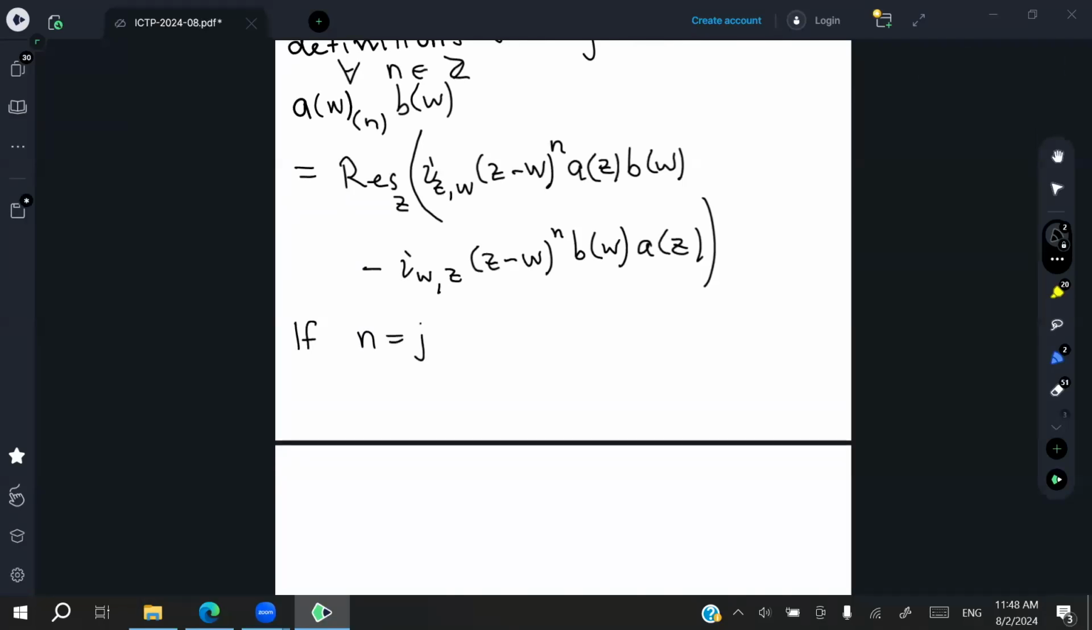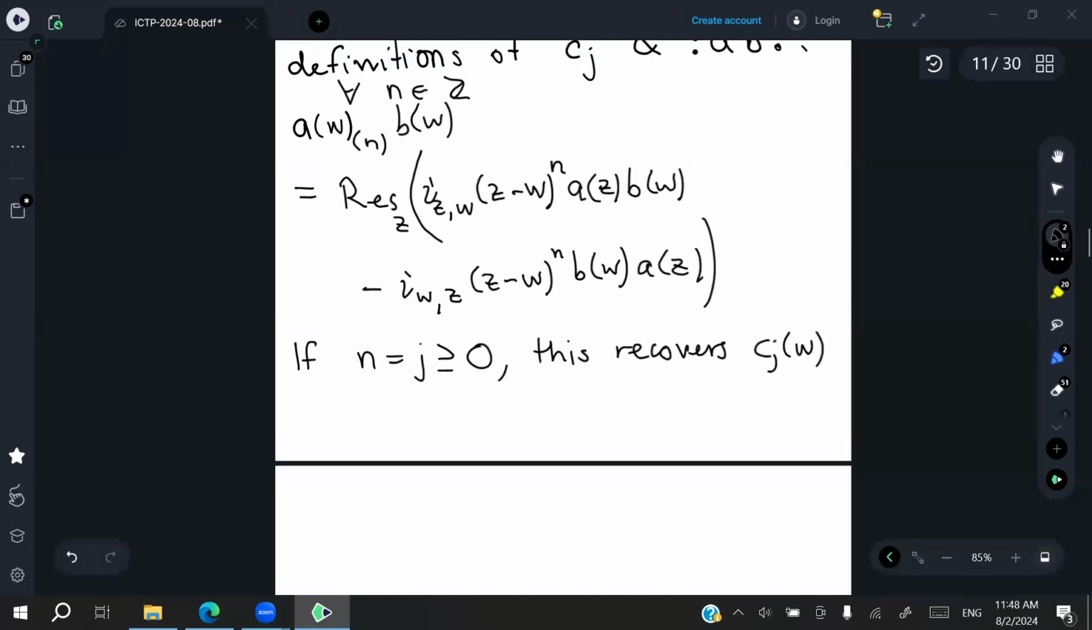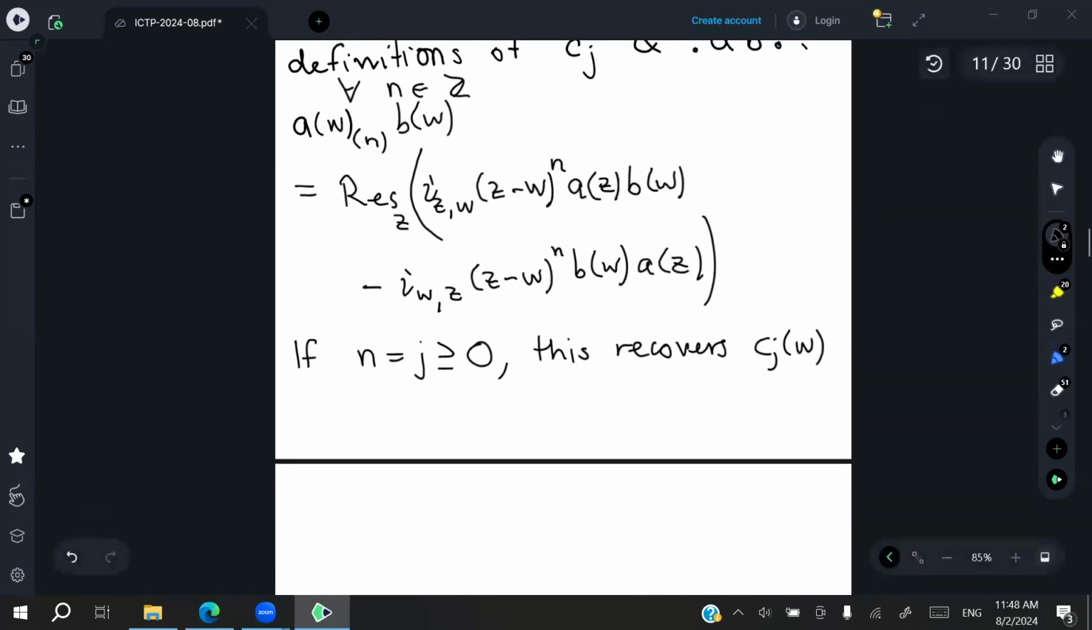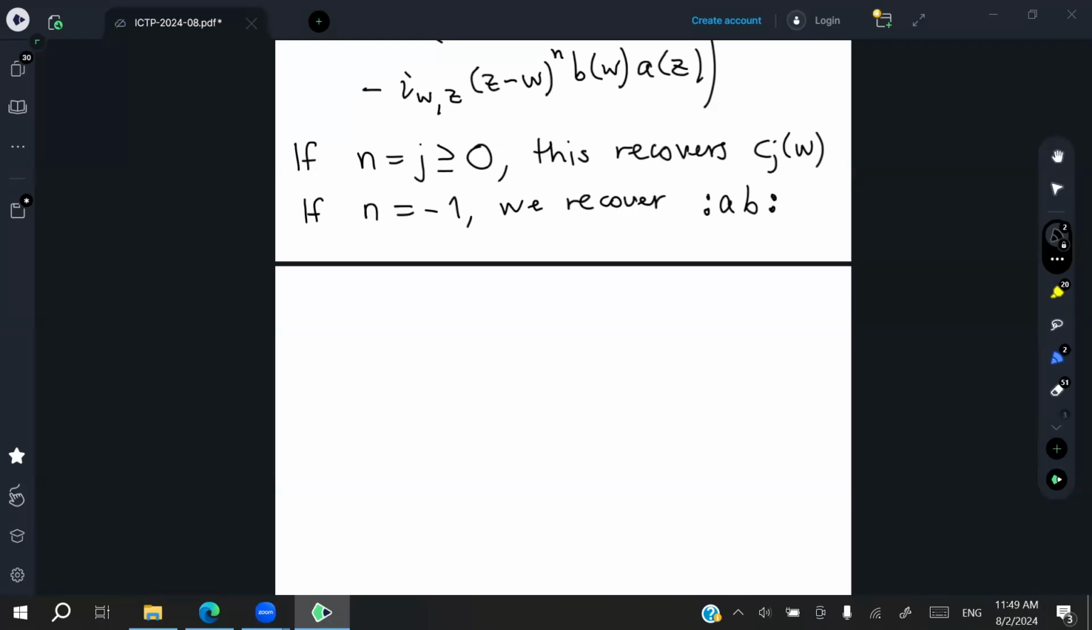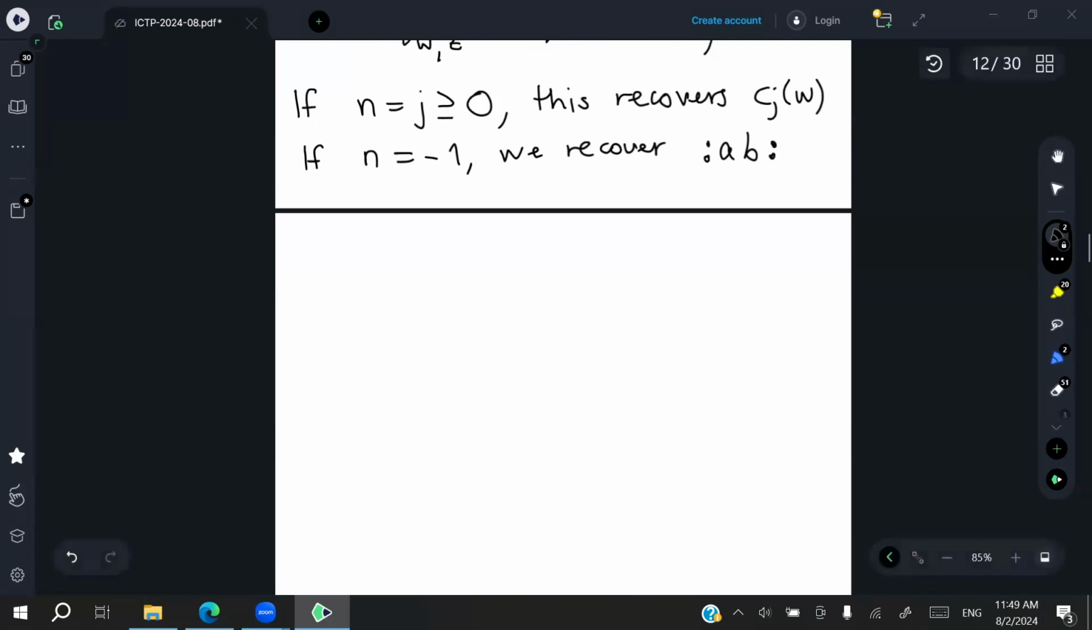If n is j greater than or equal to 0, this recovers C_j(w), because in that case, the expansions in positive powers of either w or z are both expansions of a polynomial, so we get the same thing both ways. Then we subtract and we just get a power of (z minus w) times a commutator. If n is minus 1, we get precisely the normally ordered product. Now you might ask, what happens if we take other negative values of n? Turns out we don't get anything very new.